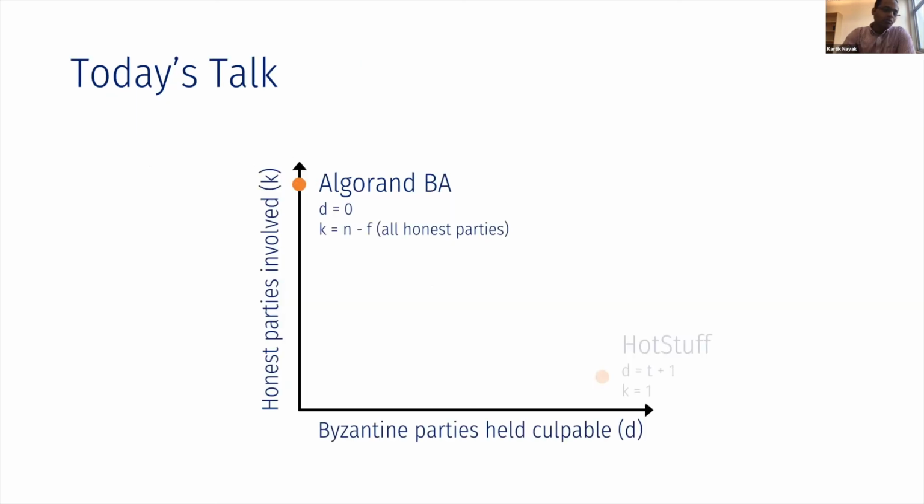So with that, let me move on to the second part of the talk. And that is to talk about Algorand BA and make an intuitive claim on why Algorand BA does not have any forensic support.